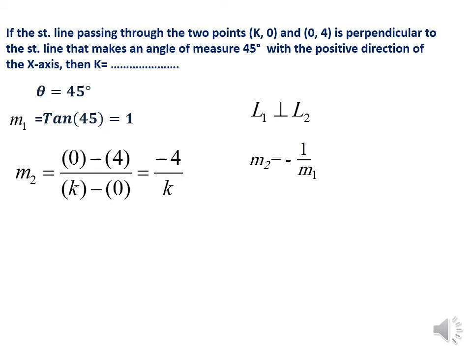That means negative 1 over 1 equal negative 4 over k. Why negative 1 over 1? Because we find the inverse reciprocal for 1. Cross multiplication, k will be negative 4 times 1 over negative 1. It will be 4.